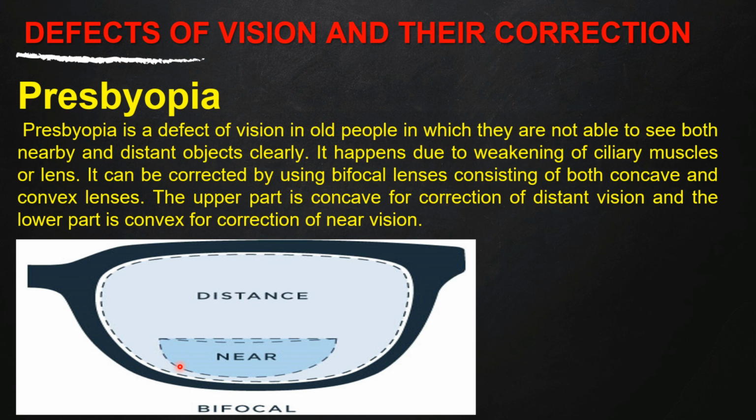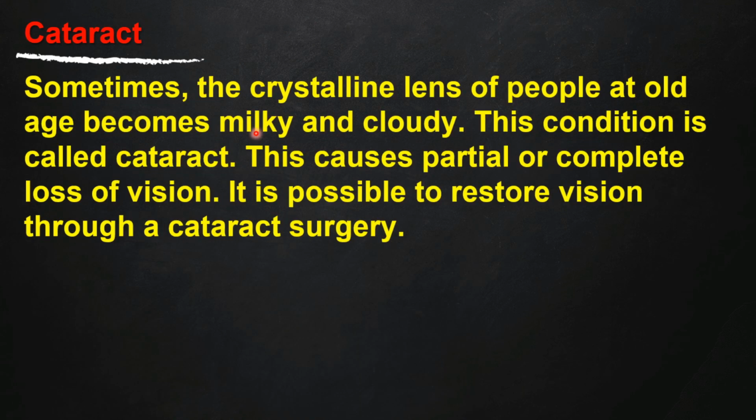Next is cataract. Sometimes the crystalline lens of people at old age becomes milky and cloudy. This condition is called a cataract. This causes partial or complete loss of vision. It is possible to restore vision through cataract surgery. By that operation, we can restore our vision.